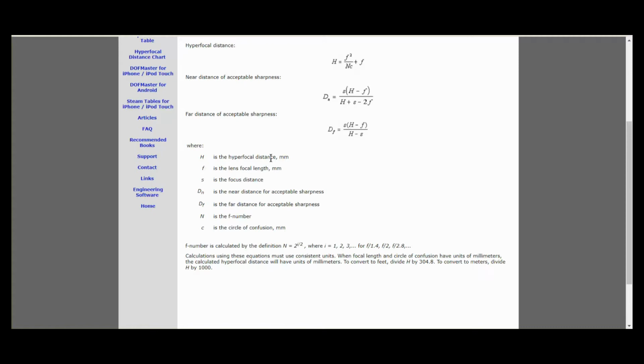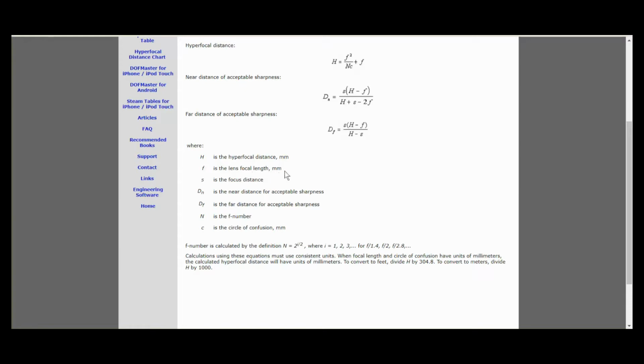When you stand back far enough from your subject, every lens and every camera will have this hyperfocal distance. But it's good to know your hyperfocal distance because it tells you how close you can get to your subject and achieve that. So h is the hyperfocal distance. F is the lens focal length in millimeters.